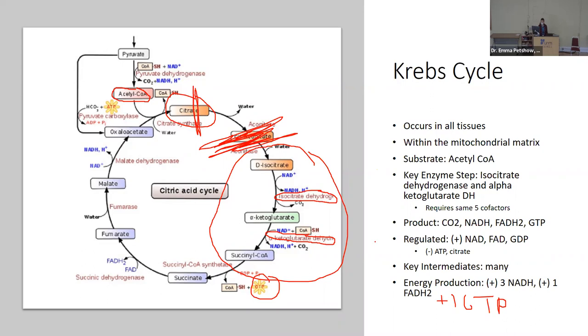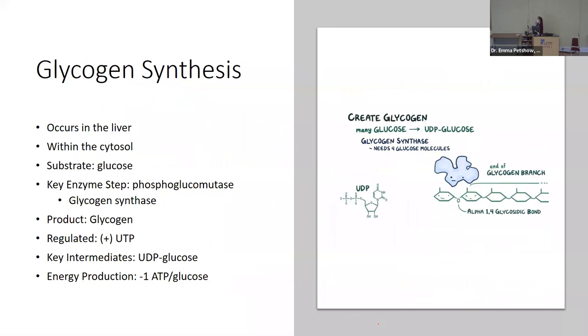That's your Krebs. Those are your main 3. If you hate biochemistry and you only want to study a few things, those 4 would be my top for you. But there's many other pathways that you need to know.